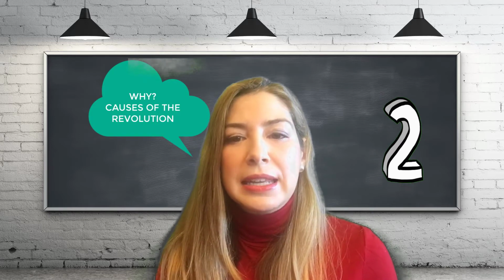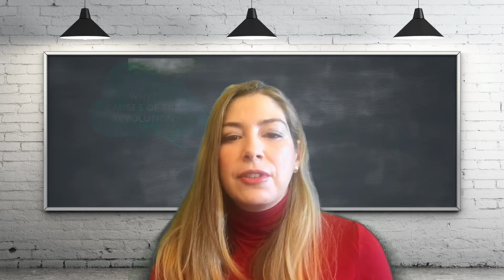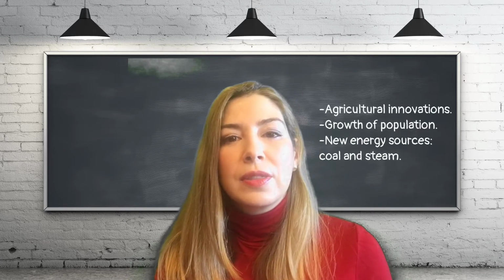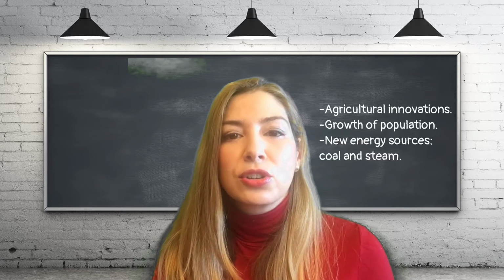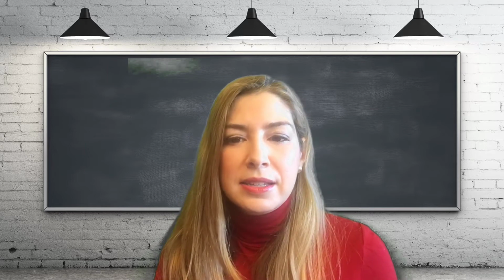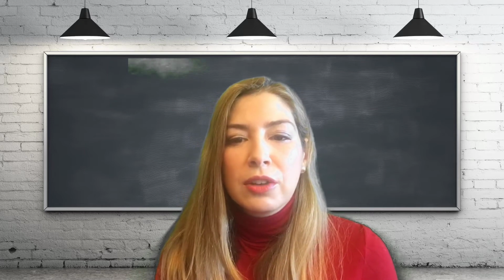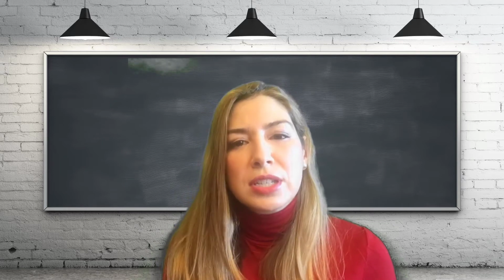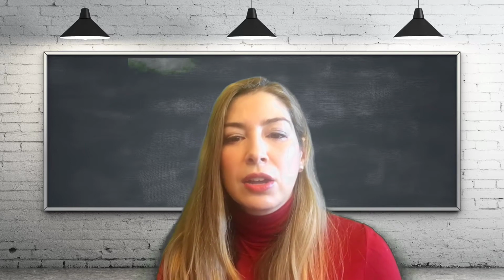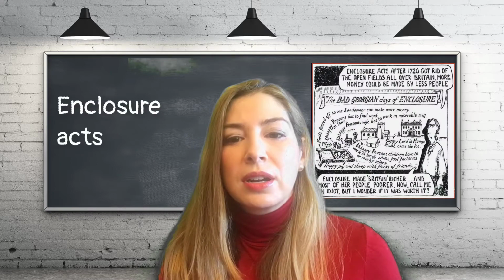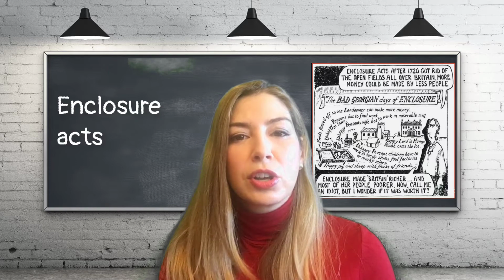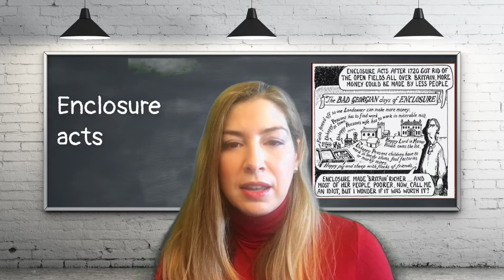Now, let's talk about the causes of the Industrial Revolution. Why did it appear in England? There were different reasons. For example, the innovations in agriculture, the growth of population, or the new energy sources such as coal or steam. Let's see what were the changes in agriculture. One of the main reasons for the agricultural revolution was the transition from the open field system to the new closed field system caused by the Enclosure Acts, which are the laws introduced in England that allowed the landowners to turn communal fields into private fields.